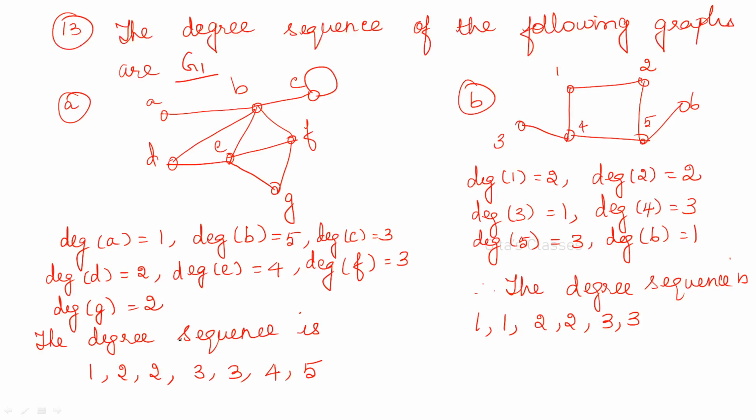So for the first graph, here you have 7 vertices. So the 7 numbers should be written in ascending order. Similarly, for the second graph, you have 6 vertices. So all the degrees of all these vertices should be written in ascending order. Okay, that is the degree sequence.